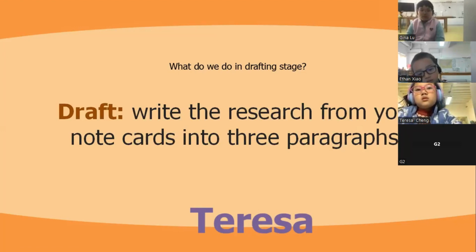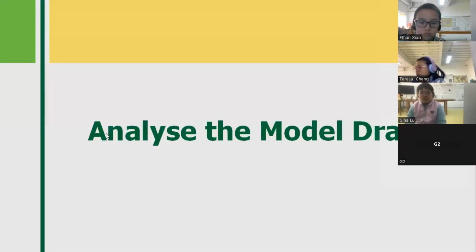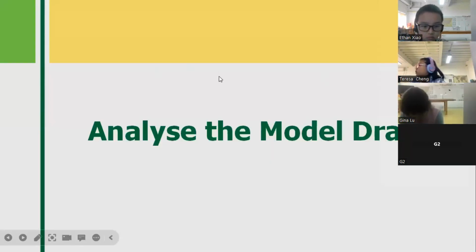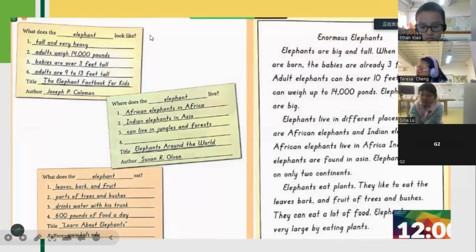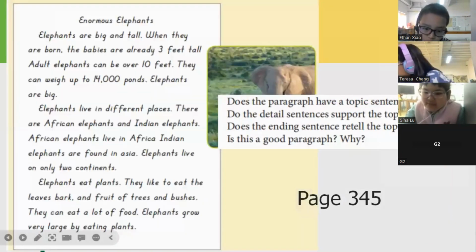So we are going to write 3 paragraphs according to the note cards. We have done the research and found facts and have written them on note cards. Today we are going to put them into sentences. So first we are going to analyze the model research report draft. As we have done in the previous times, the author has developed 3 paragraphs according to 3 note cards. The first one is about what does the animal look like? And the second, where does the animal live? And the third one, what does the animal eat? So we are going to look at the draft, and then I have some questions for you.